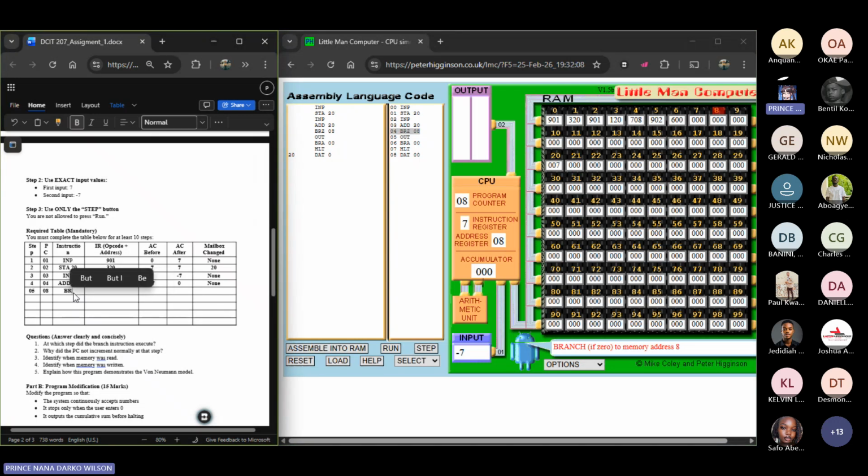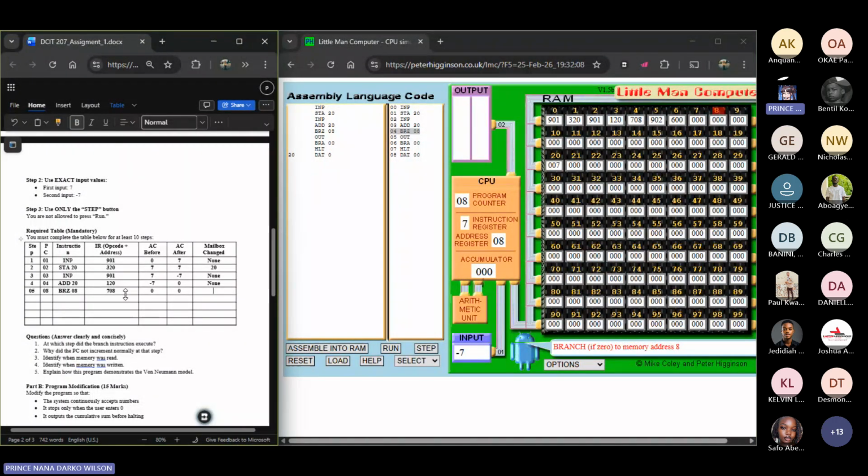So yesterday we looked at this instruction and we know that it's the branch if there is a 0 instruction. This one says branch to address 8 if there is a 0. Then once at address 8, the IR opcode is 7, and the address is 08. So that's 708. The accumulator before was 0, and the accumulator after was still 0.